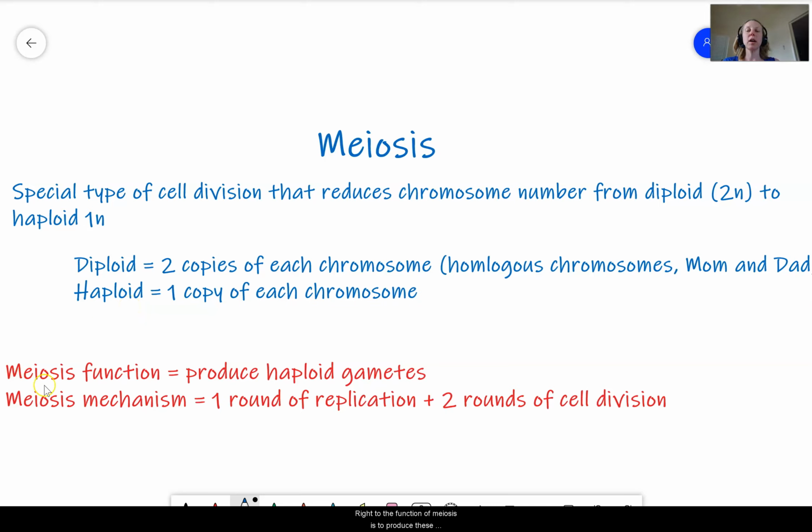Right, so the function of meiosis is to produce these haploid gametes. And in order to do it, the cells have to do 1 round of DNA replication followed by 2 rounds of cell division. So that's what we're going to focus on and talk about for the rest of the day, is how we do that replication and those 2 rounds of division.